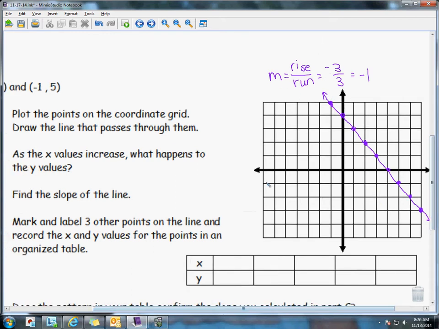And now we're going to answer our questions. So plot the points on the coordinate grid, draw the line that passes through them. We already did that. It says as the x values increase, what happens to the y values? So as my x values increase, as I go to the right, my y values, as you can see, are going down. So we're going to put here, they decrease.